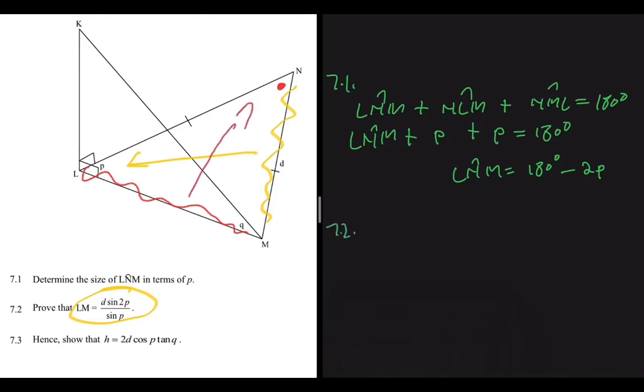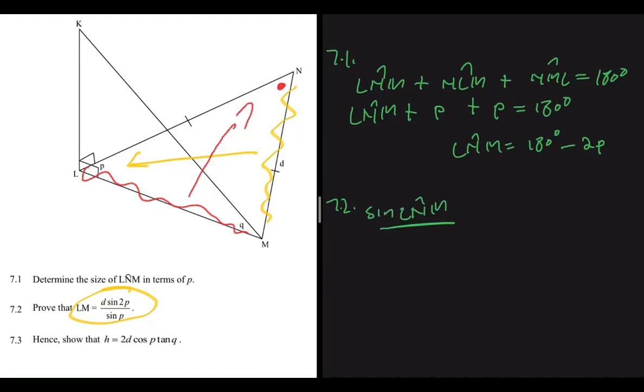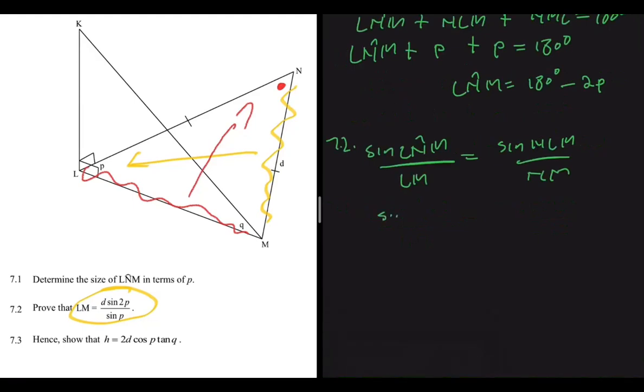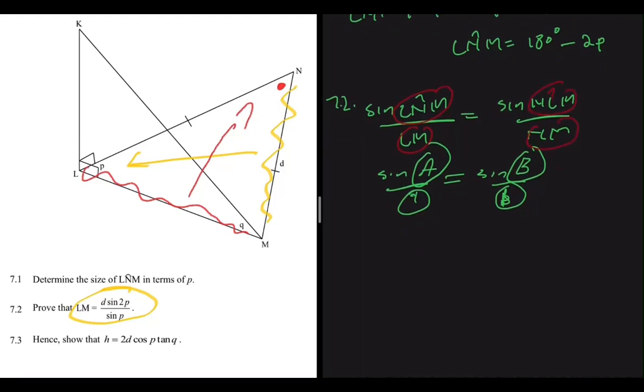So 7.2, we're saying that sine of LNM divided by the opposite side, right? LM will be equal to sine of NLM divided by NM. We're using the sine rule that essentially says that sine of A divided by a is equal to sine of B divided by b, right? Small letter a is the side opposite angle capital A, and small letter b is the side opposite angle B. As you can see, the side that is opposite angle LNM is LM, right? And then the side that is opposite angle NLM is NM. Let's carry on with our problem.